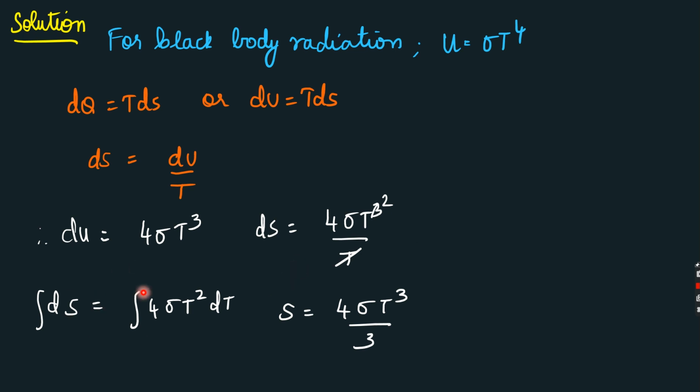You need to find the entropy. So I am going to integrate this: dS is equal to 4 sigma T square dT. So S will be equal to 4 sigma T cube by 3. Okay. So on integrating, you integrate with respect to T. So you get 4 sigma T cube by 3. Okay. So this is the entropy for temperature T.